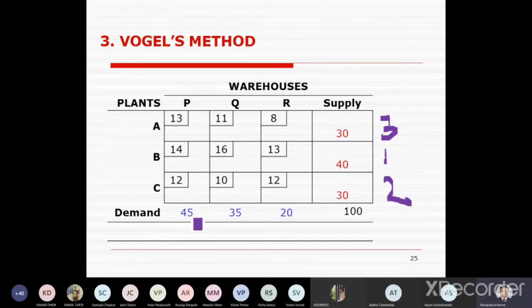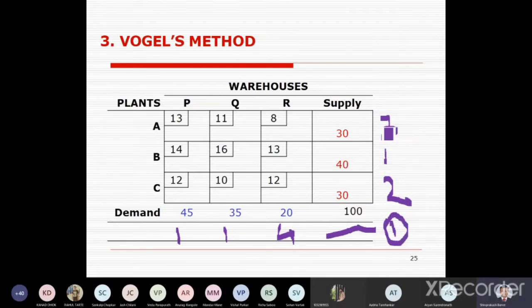Then now go for the column wise. For column number 1, the minimum is 12 and the other figure is 13. The difference between these two is 1. Here 10 and 11, the difference is 1. Here 8 and 12, the difference is 4. This is called iteration number 1.